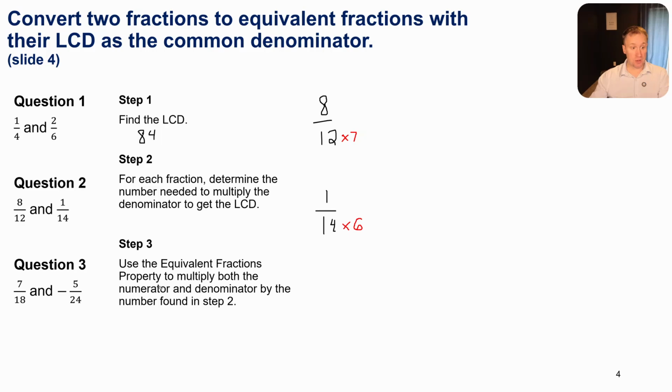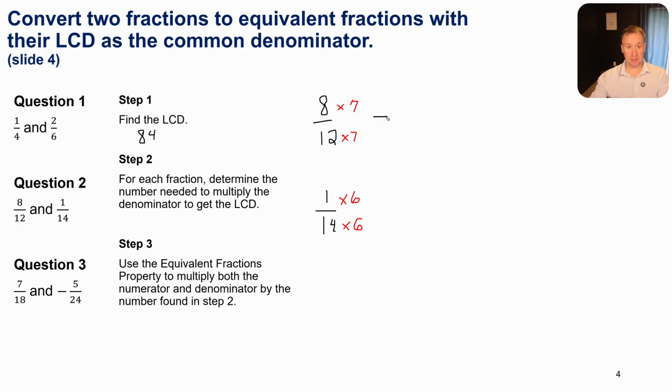Step 3 then, use the equivalent fractions property to multiply both the numerator and the denominator by the number found in step 2. So 8/12, since I multiplied 12 by 7, I'm now going to multiply that same factor for the number 8 here. So I do 8 times 7 now over here. Whatever I do in the bottom, I need to do to the top number as well. 14 times 6 then is the denominator here. So I'm going to multiply 1 times 6 above here.